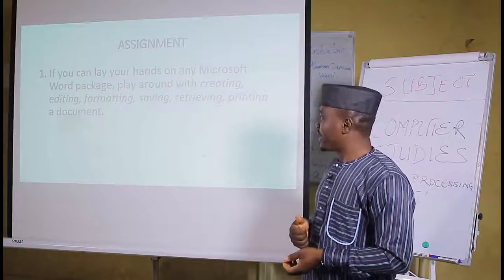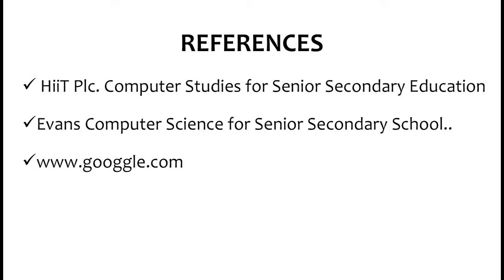For references, you could always make references to add more knowledge. You can go through HIIT PLC, Computer Studies for Senior Secondary Education. You could also visit Advanced Computer Science for Senior Secondary School. And most importantly, very common and very easy, once you have data on your phone, you can access what? Google. Google is your friend. You can Google every information, and you would get it.